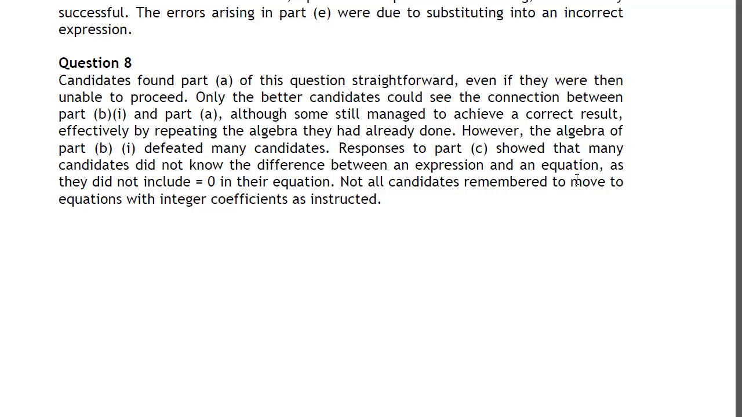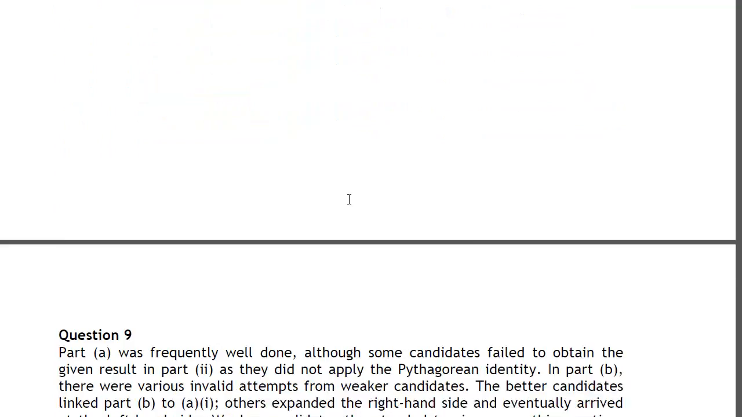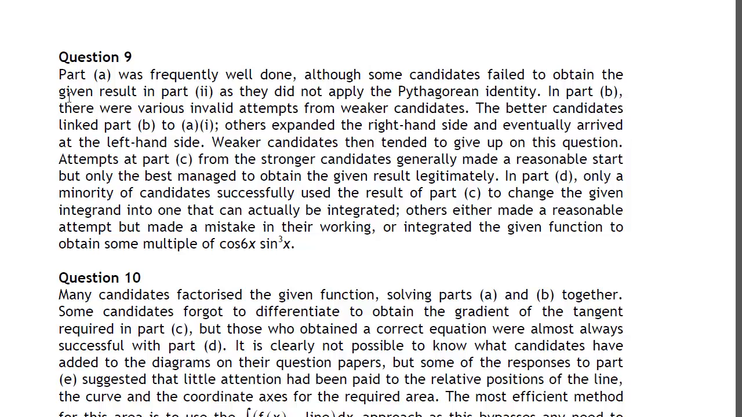Not all candidates remember to move to equations with integer coefficients. Remember, when you do this alpha beta sum, the answer has to be in integer coefficients. This paper seemed to be straightforward.